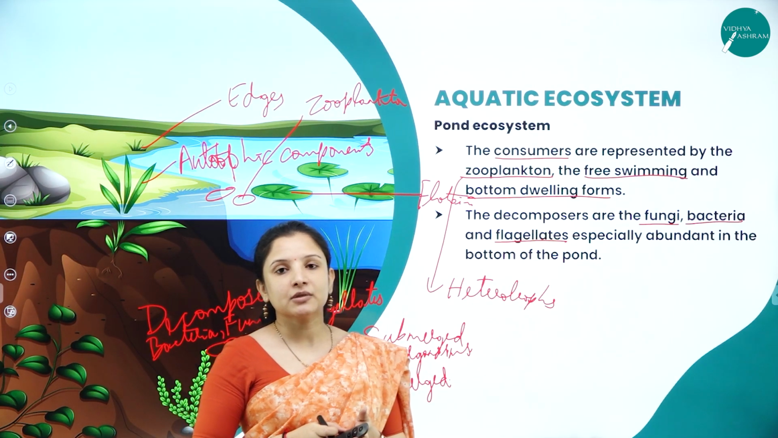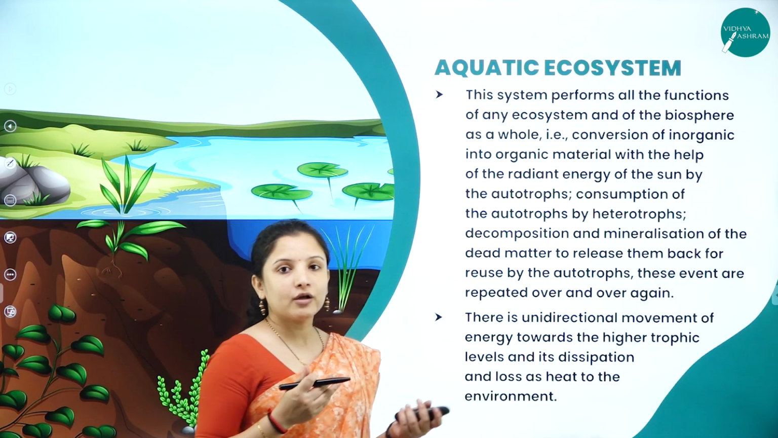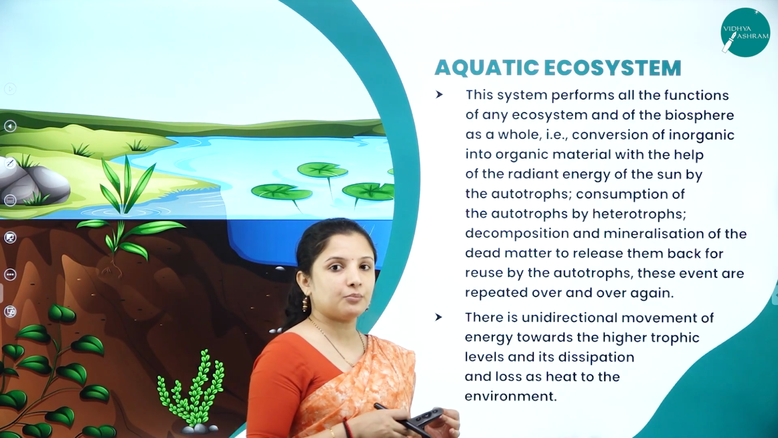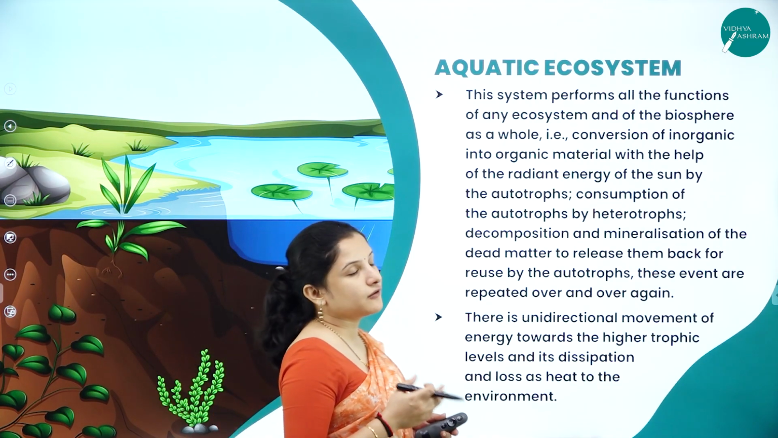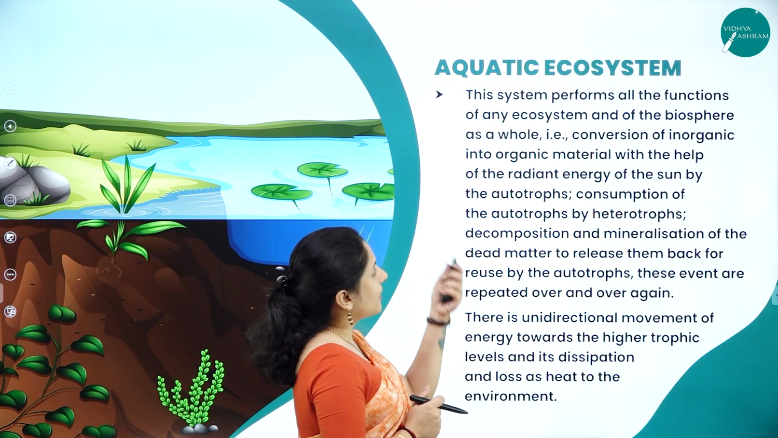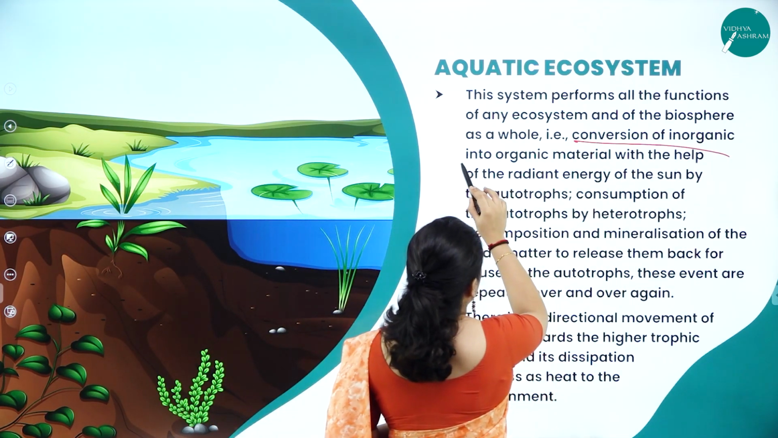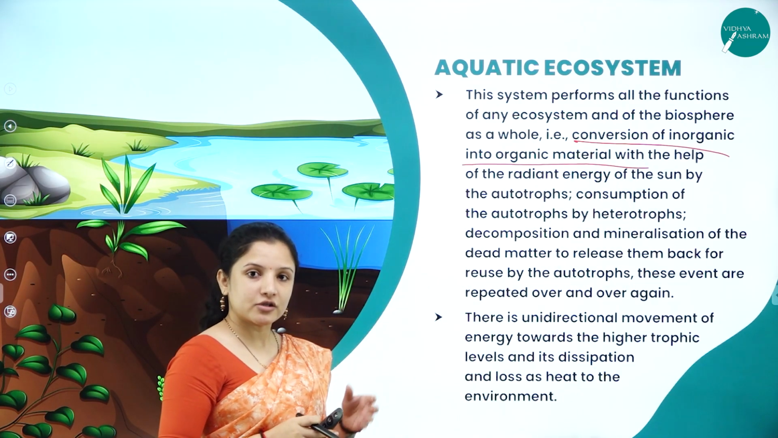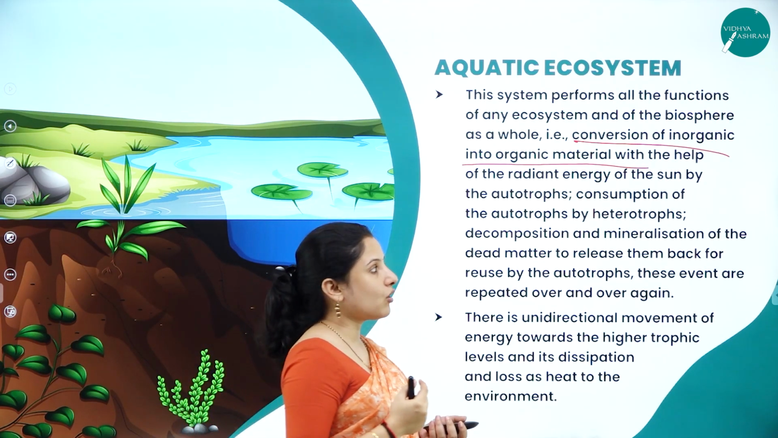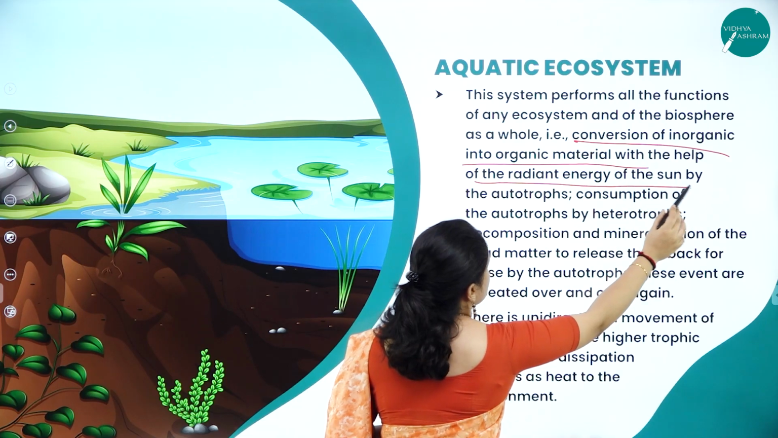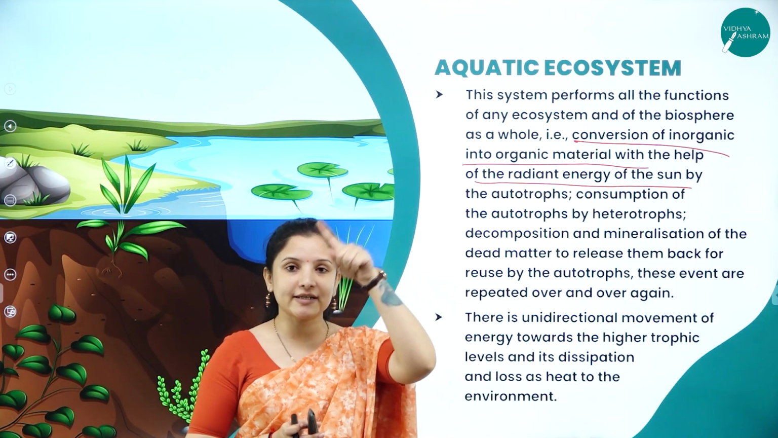So therefore the pond ecosystem consists of autotrophic components, heterotrophic components, and the decomposers. All these come together forming a unit, and all the functions of the ecosystem and the biosphere are performed by these three components in the pond. They are responsible for the conversion of inorganic material into organic material, not just the decomposers, even the autotrophs as well. The plants are also capable of converting inorganic material into organic material, making use of the radiant energy released by the sun, so a nutrient cycle is being formed.